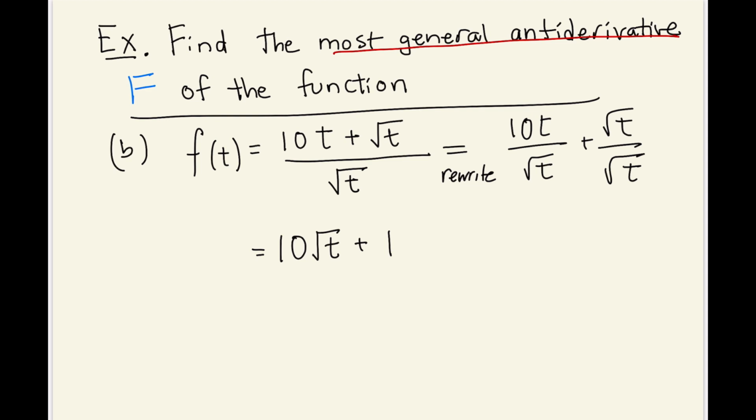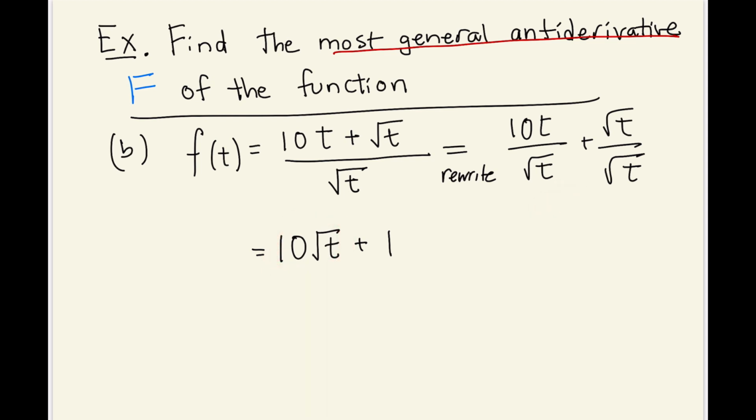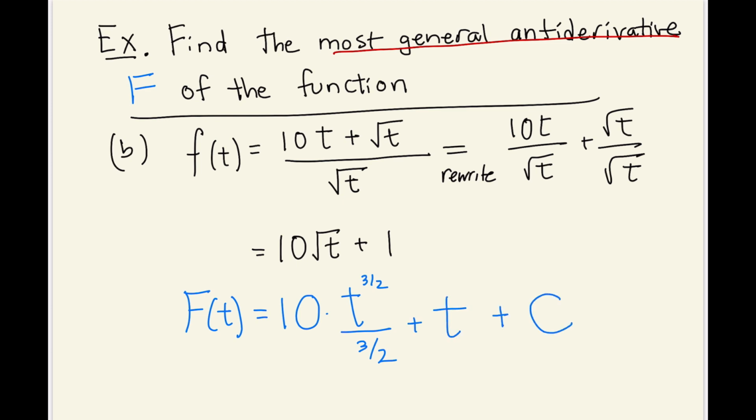And now this looks like something I can find the antiderivative of, because I look at this separately as 1, and then I can look at this as 10 times root t, or 10 times t to the 1/2. And then this I know how to deal with, just undoing the power rule. So let's go ahead and do that. I'm going to be looking for the most general antiderivative. In this case, 10 is just a constant multiple. And then I have t to the 3/2, we just did this in a previous example, plus t. Okay, and then I have to have my plus c, right?